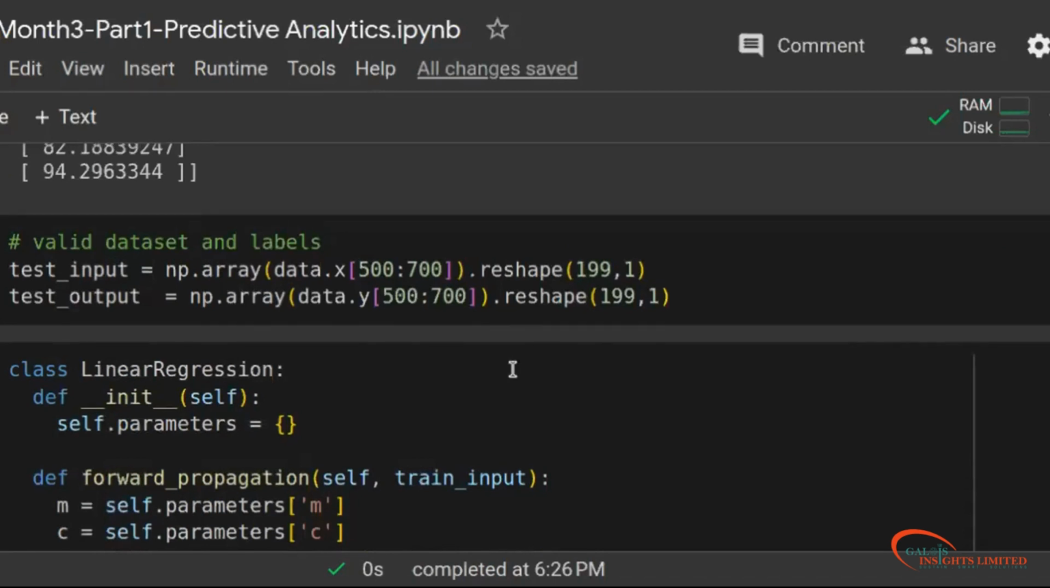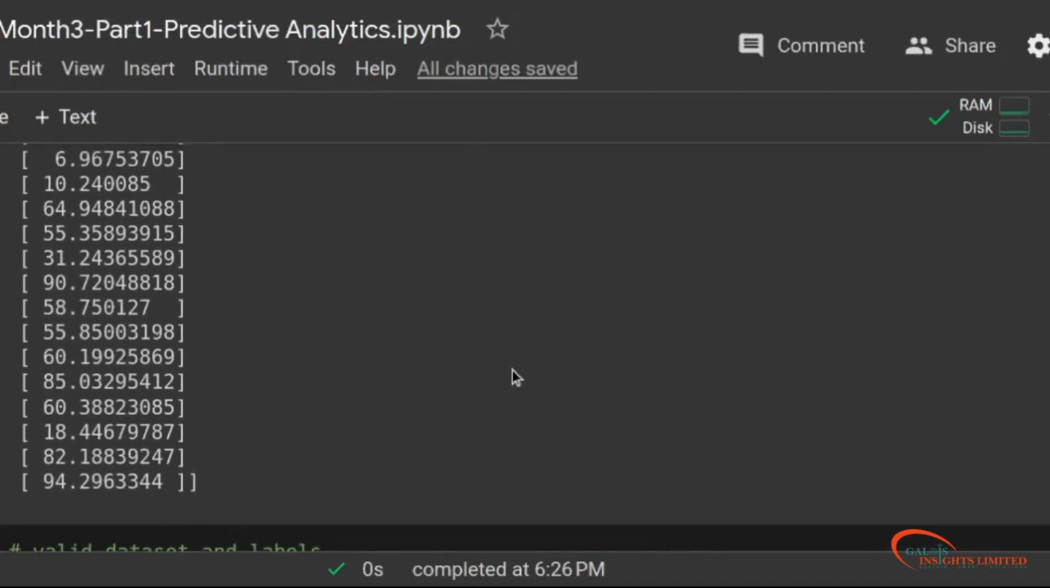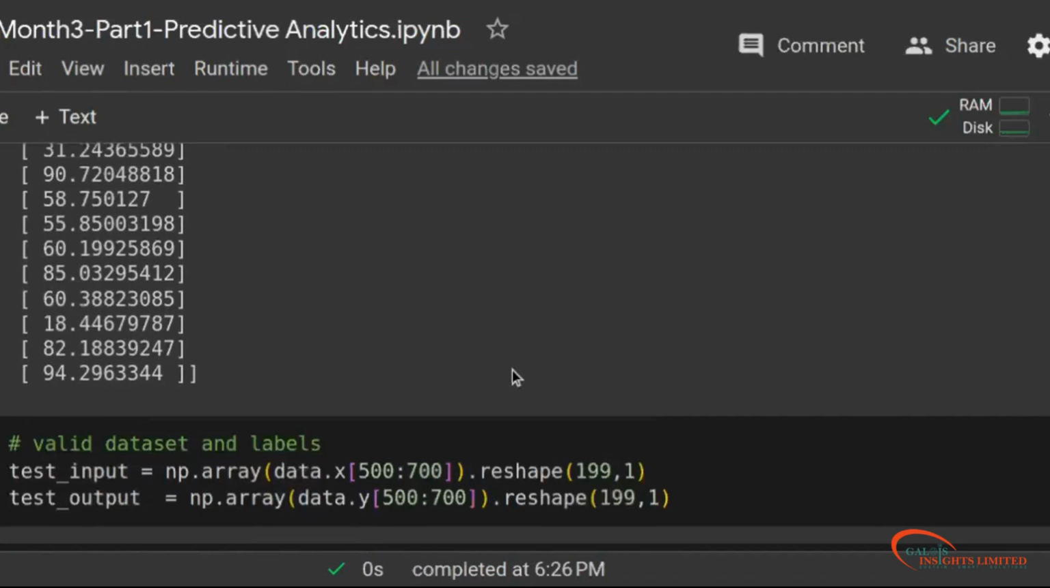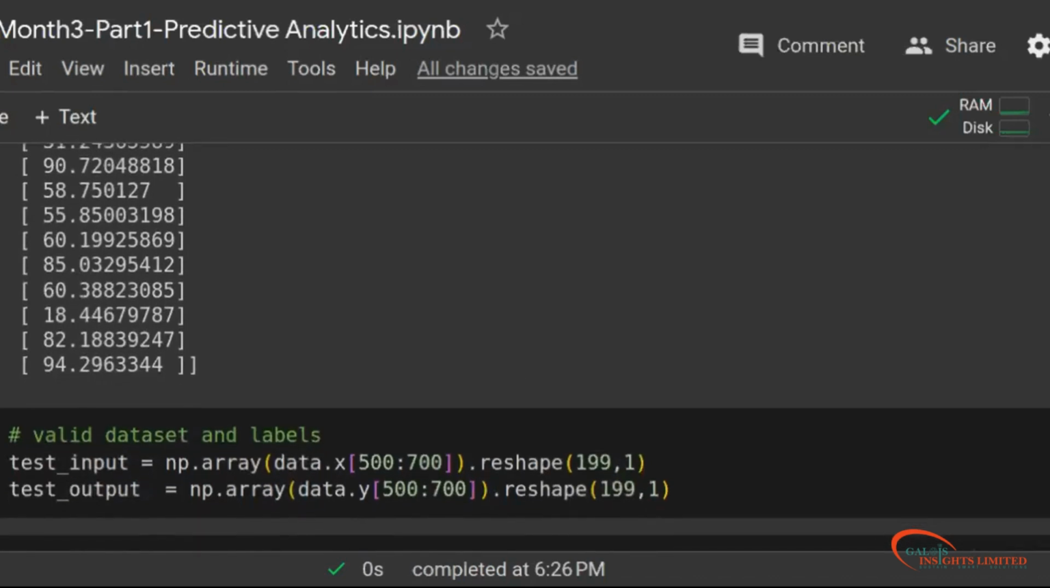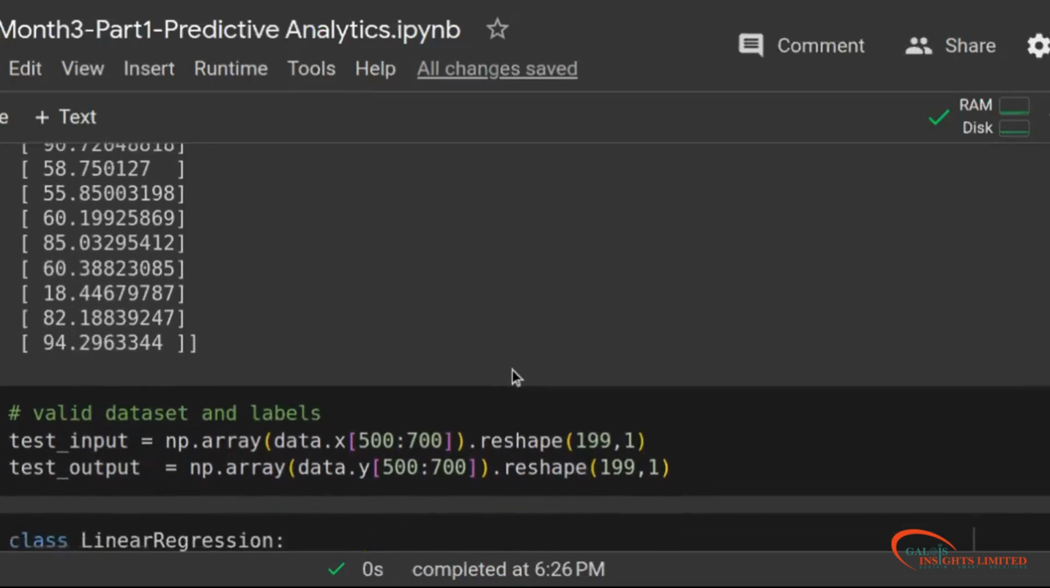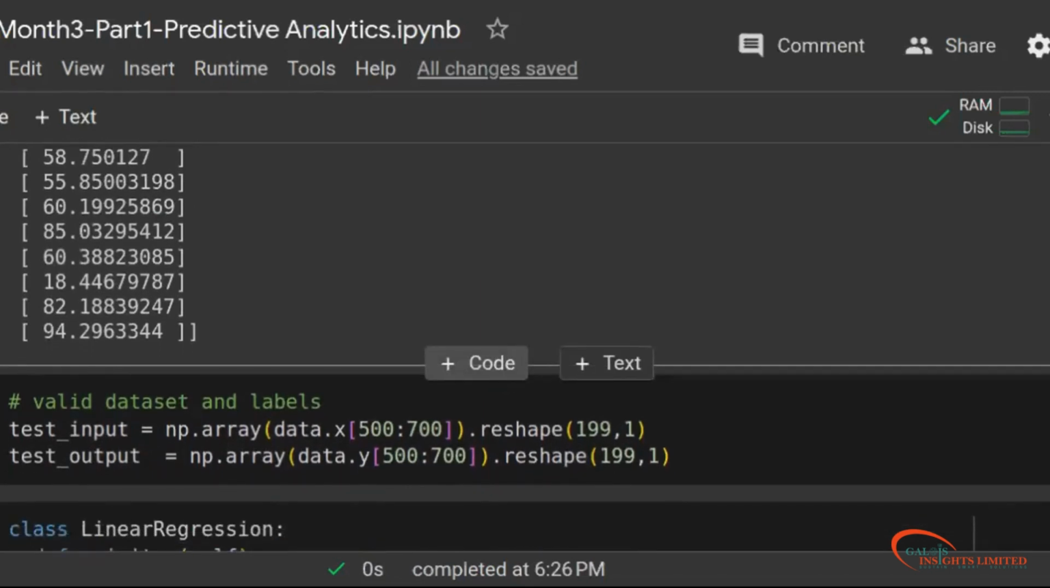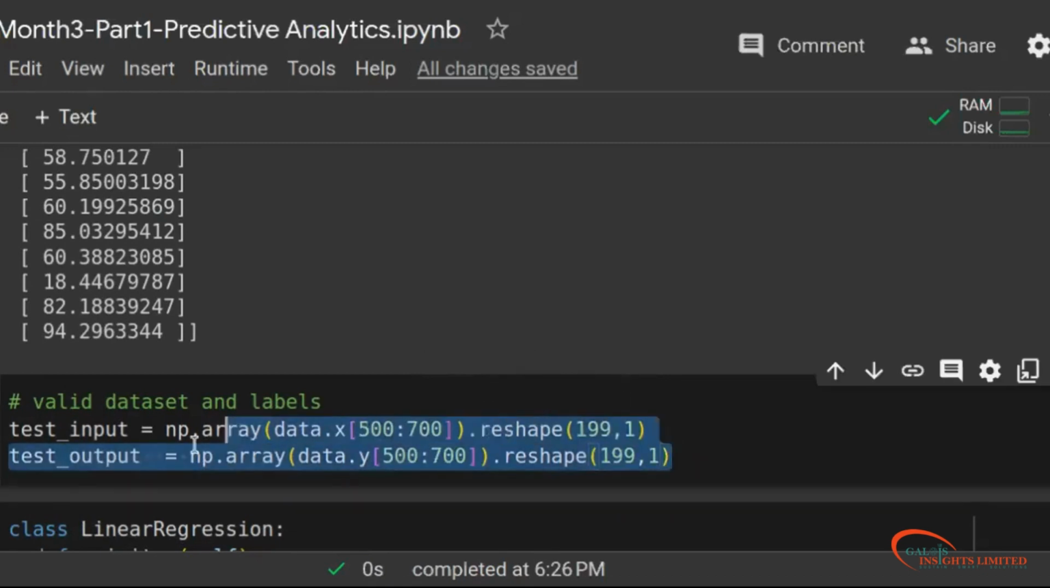Yeah, so that is for the training. The first aspect that we did was for the training. So we took from the beginning the first 500 data points for the training, and then we left the rest. That is from 500 to 700, which is 200 data points. And this one will be reserved for testing. So exactly what we've done here, and we're also transforming this into 199 different rows, but then we need only one column.